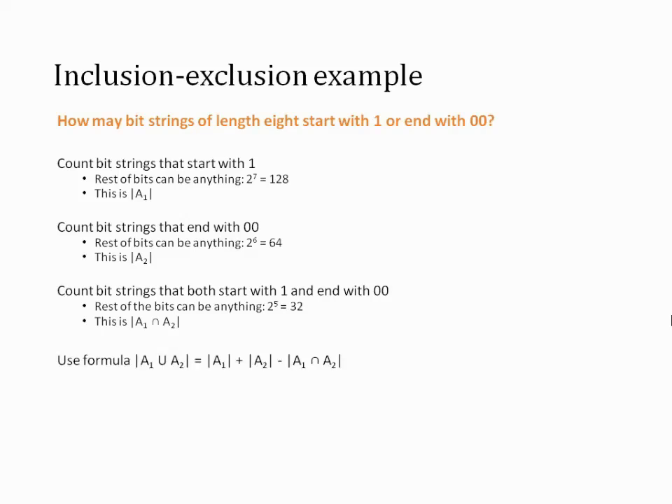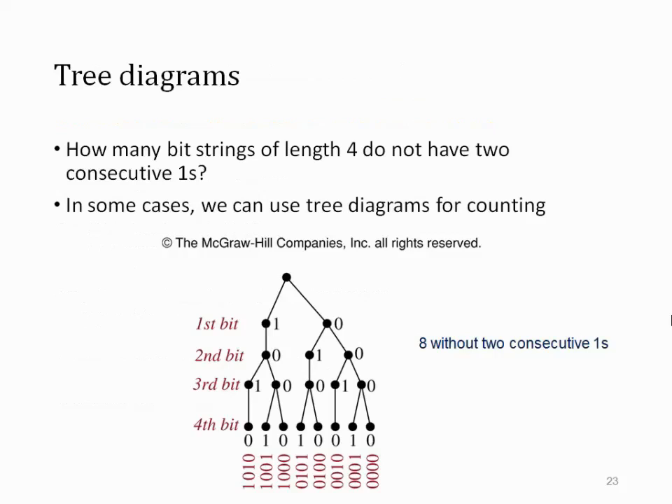Now use the formula for A1 union A2: 2 power 7 plus 2 power 6 minus 2 power 5. What is the number of possibilities? That is 160 possibilities. This is the way you are supposed to do it when there exists commonality in doing task 1 and task 2. The same can also be represented using trees, but if the number of variables is more, it is very difficult for us to draw the tree. But we can use the direct formula.